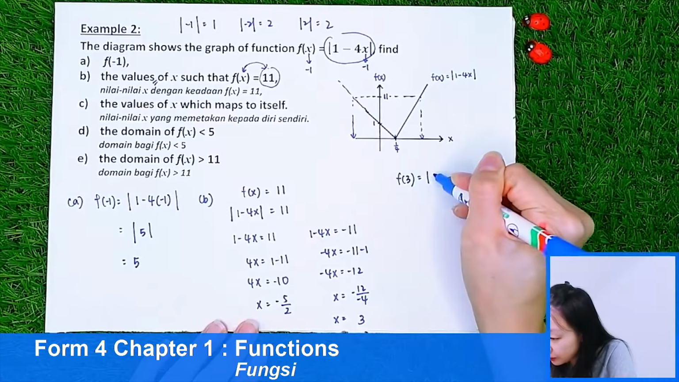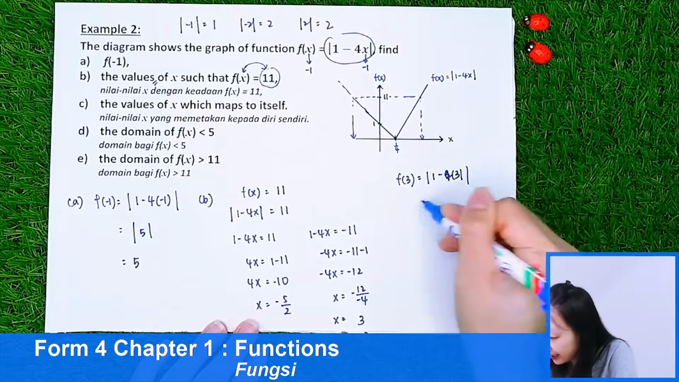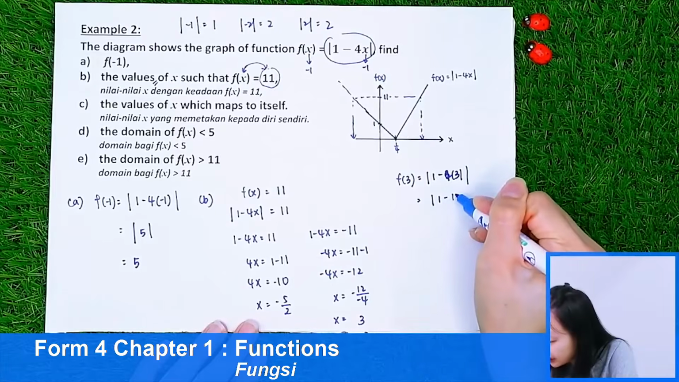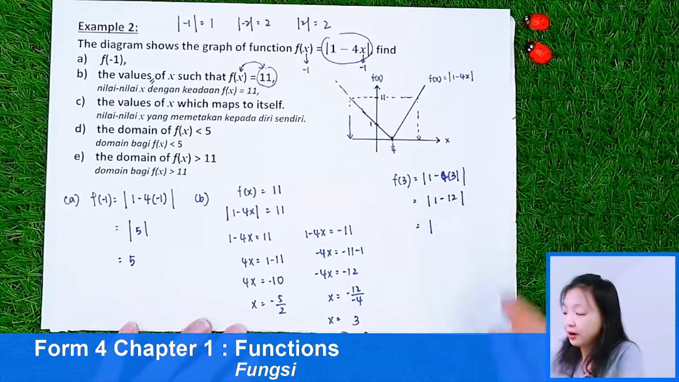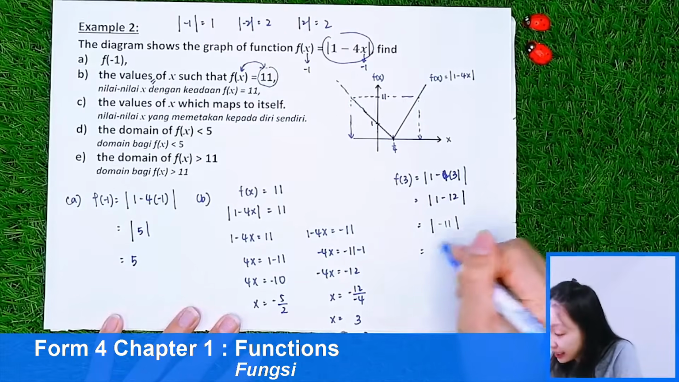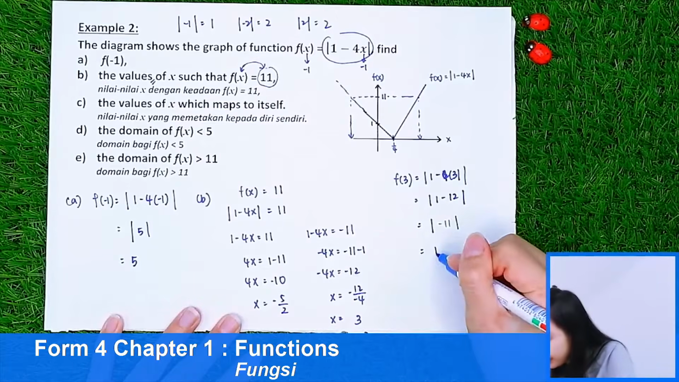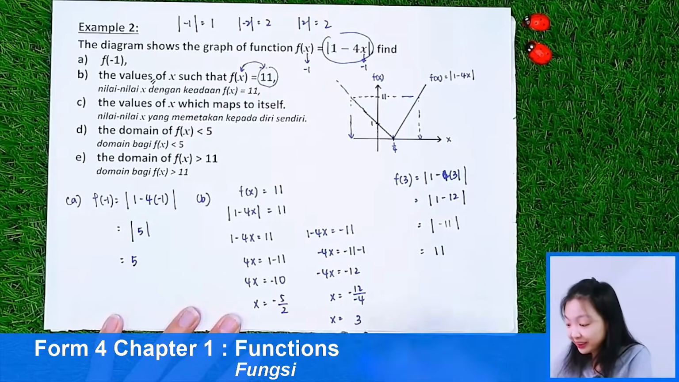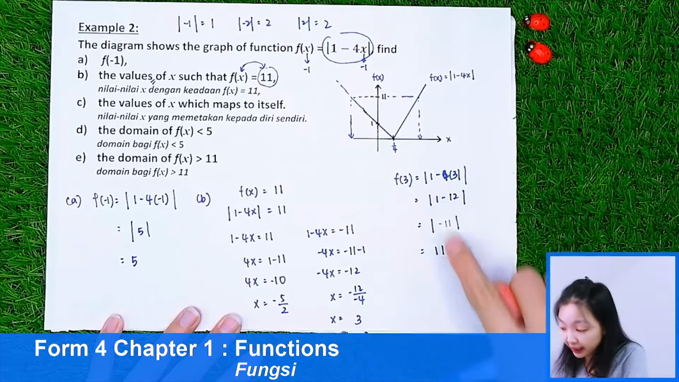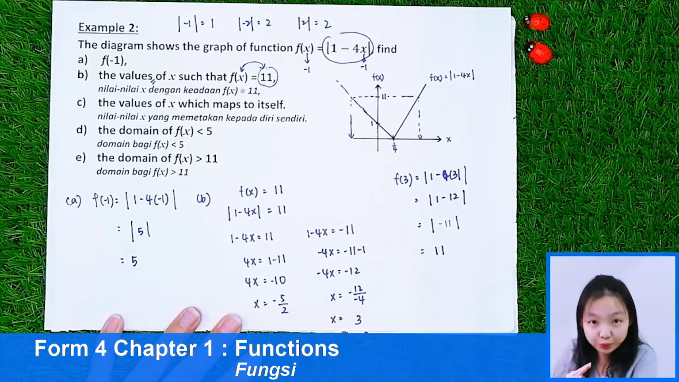f(3) equals |1 minus 4(3)|. Okay? 1 minus 12 becomes negative 11. Since this is negative 11 inside the modulus, it still will be 11. So do you see that when the object is 3, the image will be 11. This one I left to you to prove, okay?